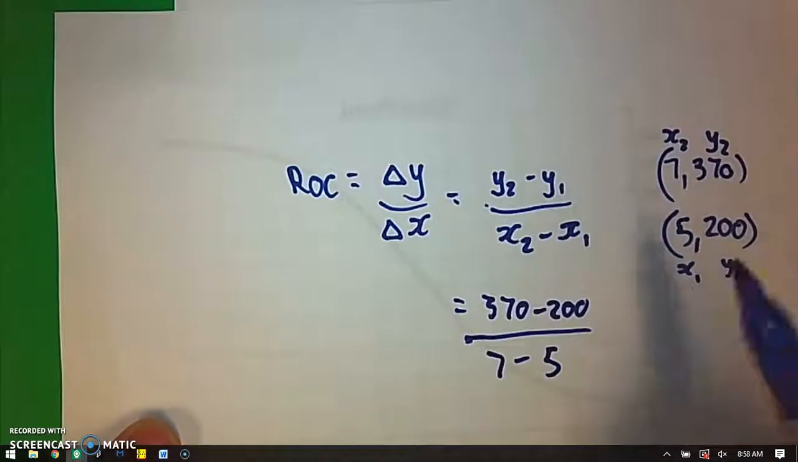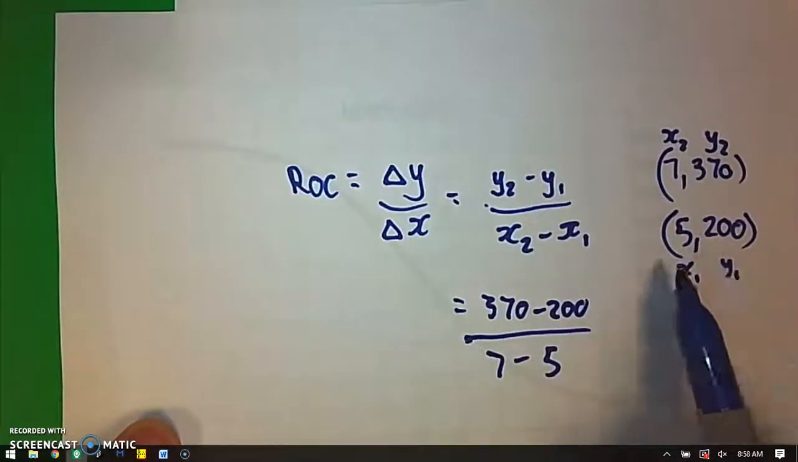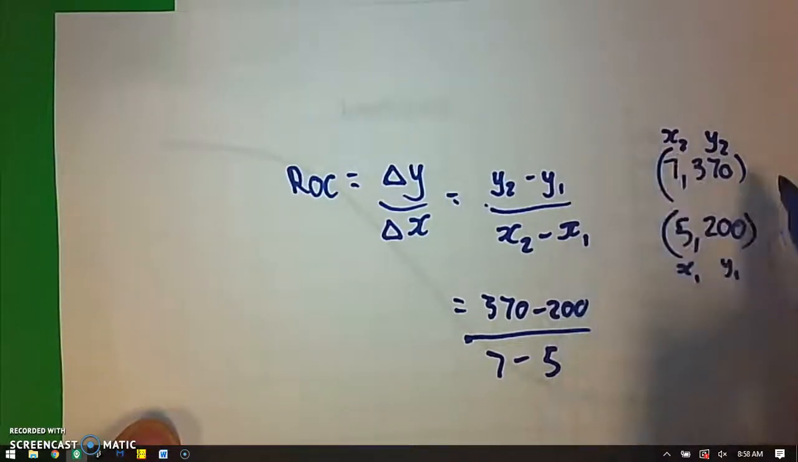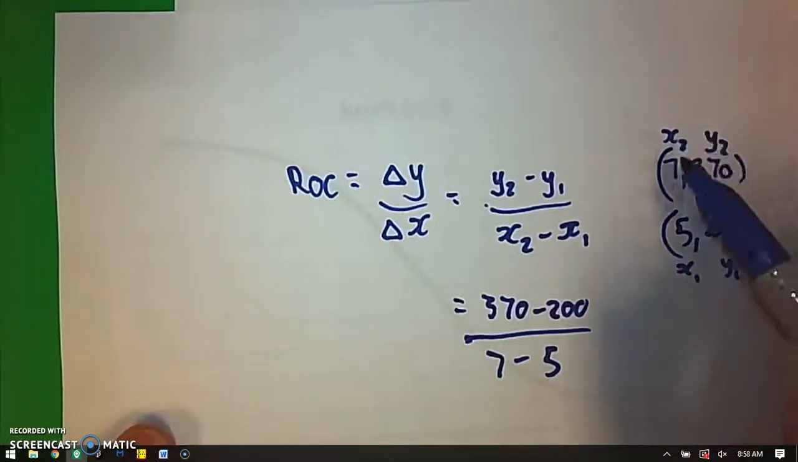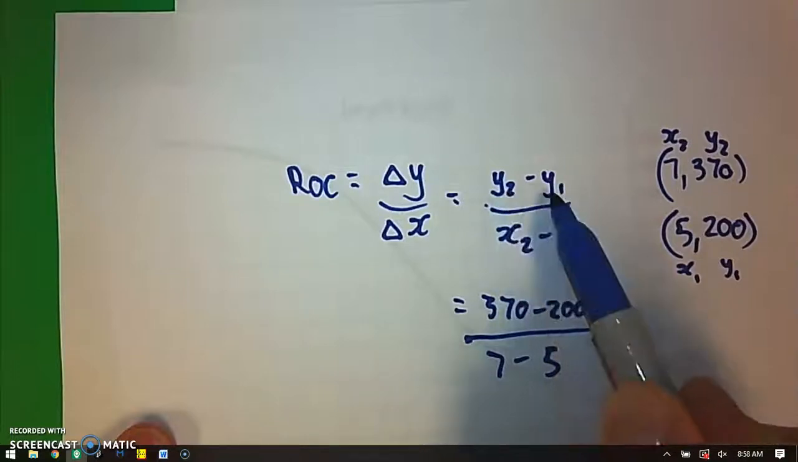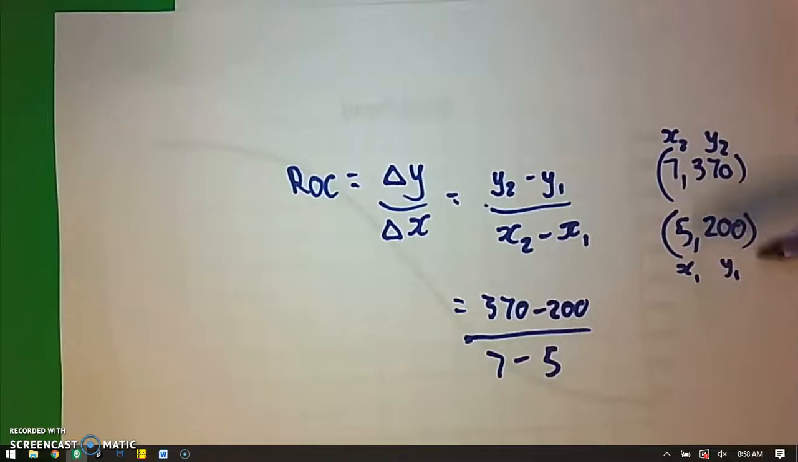It's really important that if you're labeling these points x2, y2, and x1, y1, don't mix them up. Don't have something like x1, y2, and x2, y1. That's really going to screw you up. One set of points are the 1s, the other set of points are the 2s. Plug them all into the formula in the correct order, so 2 minus 1, 2 minus 1. And it doesn't matter which one's the 1s, which one's the 2s, as long as you remain consistent once you've decided.